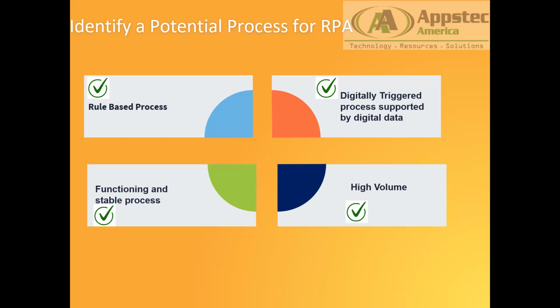So my process needs to be functioning and stable. High volume. Why? Let's say I'm dealing with 1 million data rows on a daily basis. Very, very high volume of data. Now, if I have to process 1 million data rows manually, imagine my task. How many resources do you need to keep? So anything that has a huge volume can easily be automated using RPA. So these are the 4 ground rules.